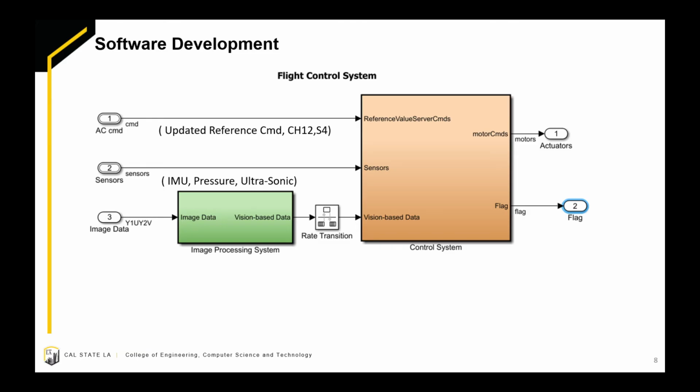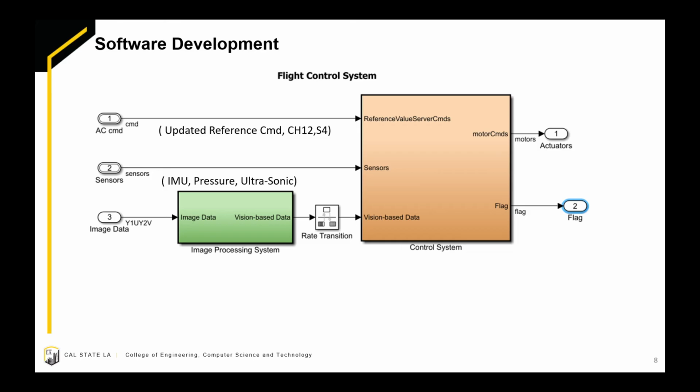Let's talk about the software development. The coding was done in MATLAB using Simulink, optical flow, and Stateflow. The code has been broken down so one can understand what was done to make the drone autonomous. The image shown shows the flight control system. As shown, there are three major inputs to our control system.